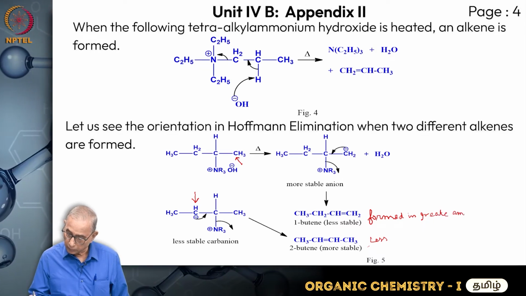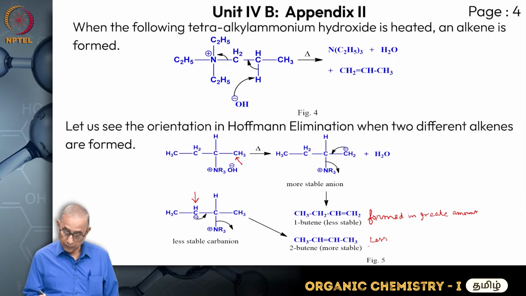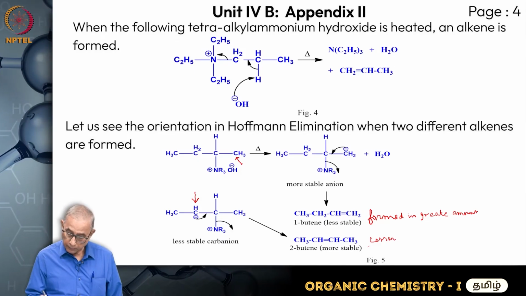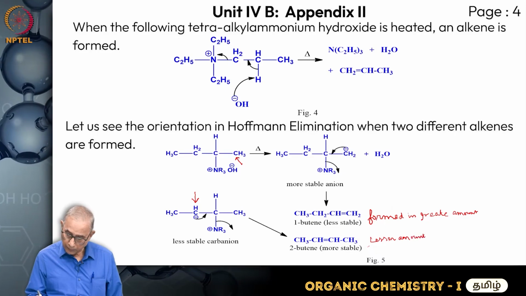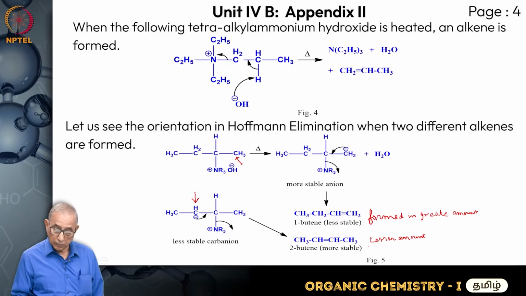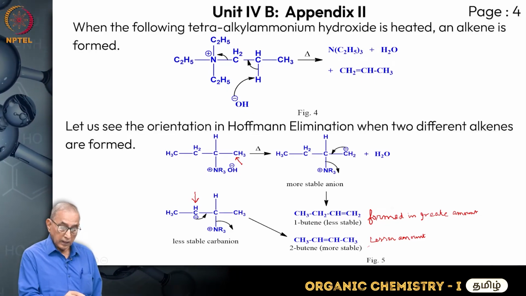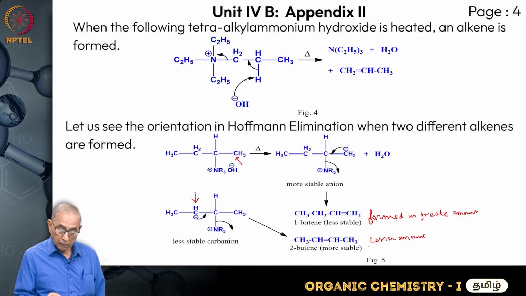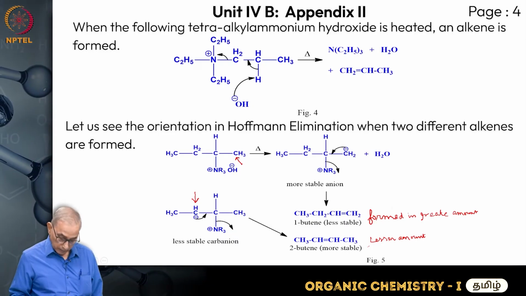Formed in greater amount. This is formed in lesser amount. This is because this anion is more stable. So, most of the product results from this anion. This anion is less stable, so less of the alkene is formed from this carbanion.